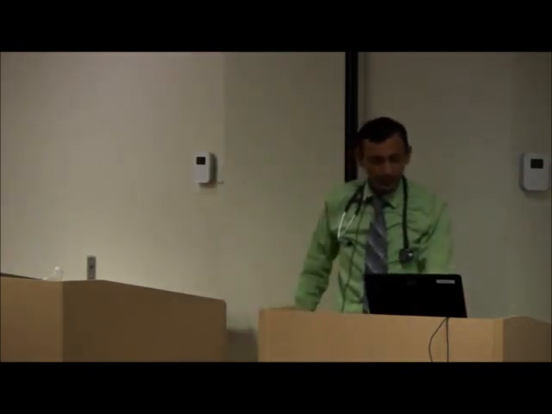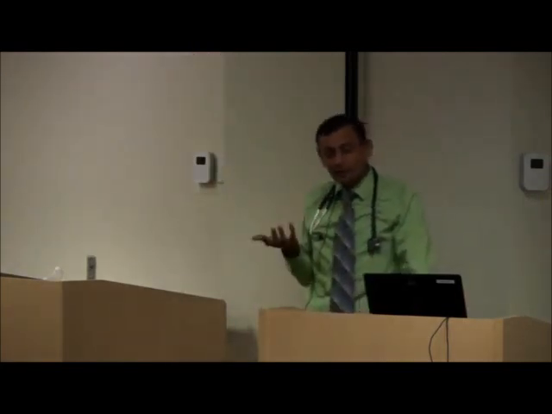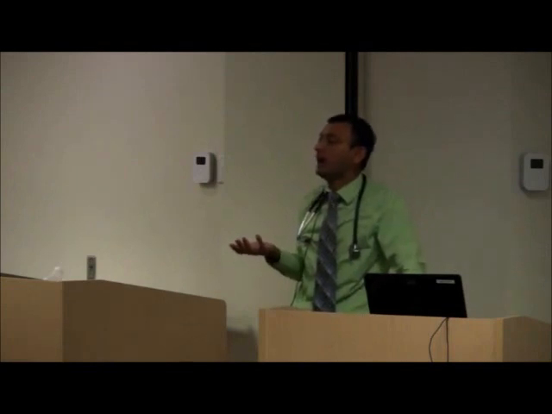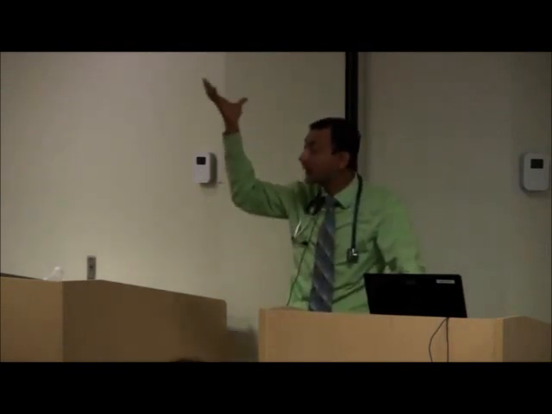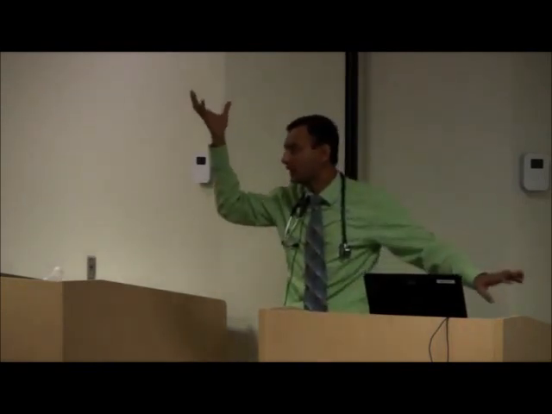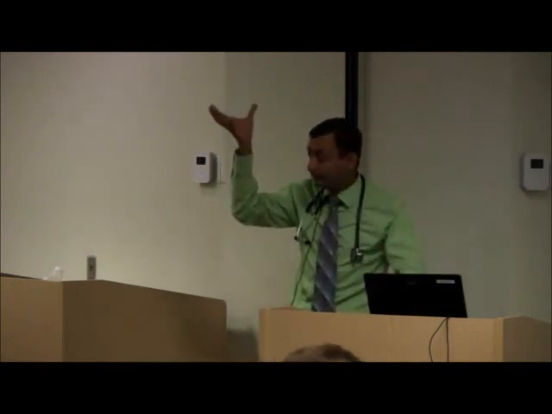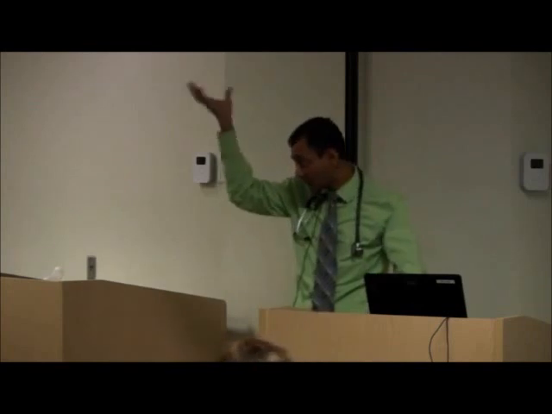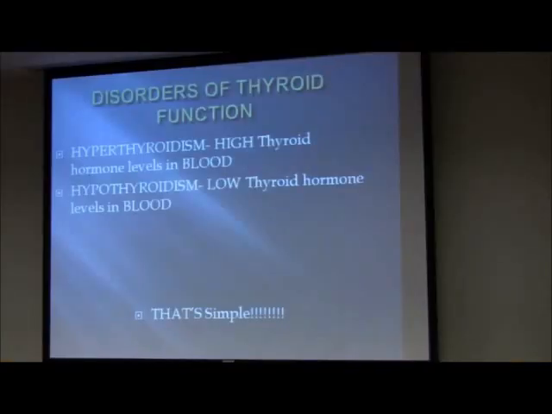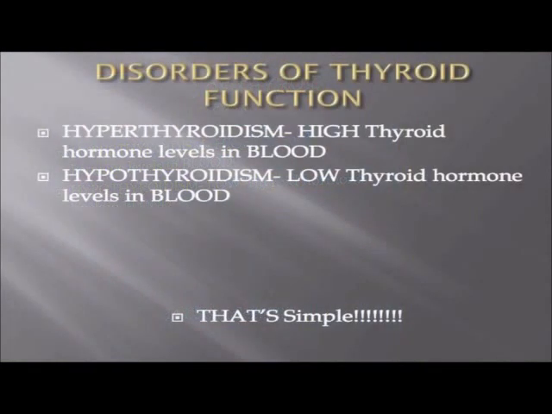Simple. Right? Now hyperthyroidism is high thyroid hormone levels in your blood. Doesn't matter what the TSH is, it's high thyroid hormone levels in the blood. But in most of the cases, when the thyroid hormone levels in the blood are high, the TSH is low. And hypothyroidism is low thyroid hormone levels in the blood. And in those cases, TSH is high.